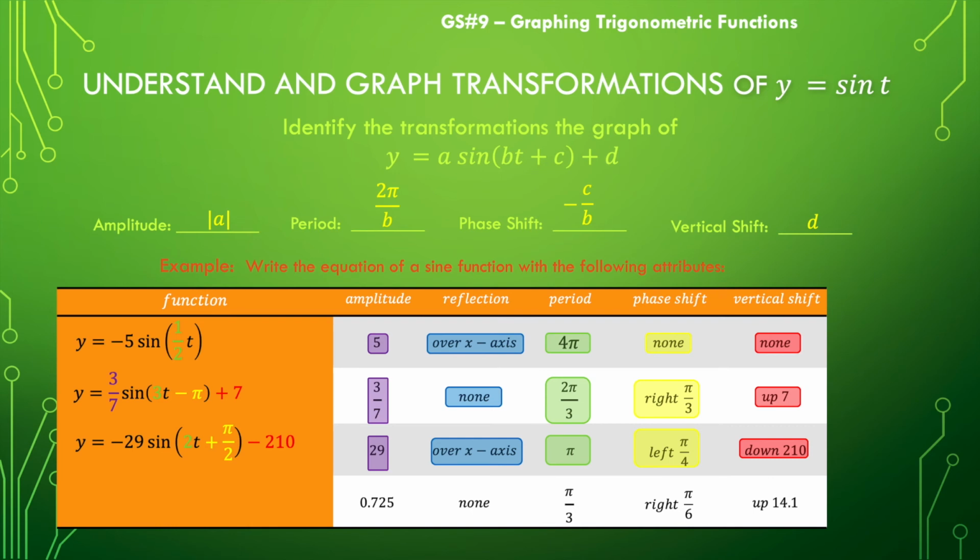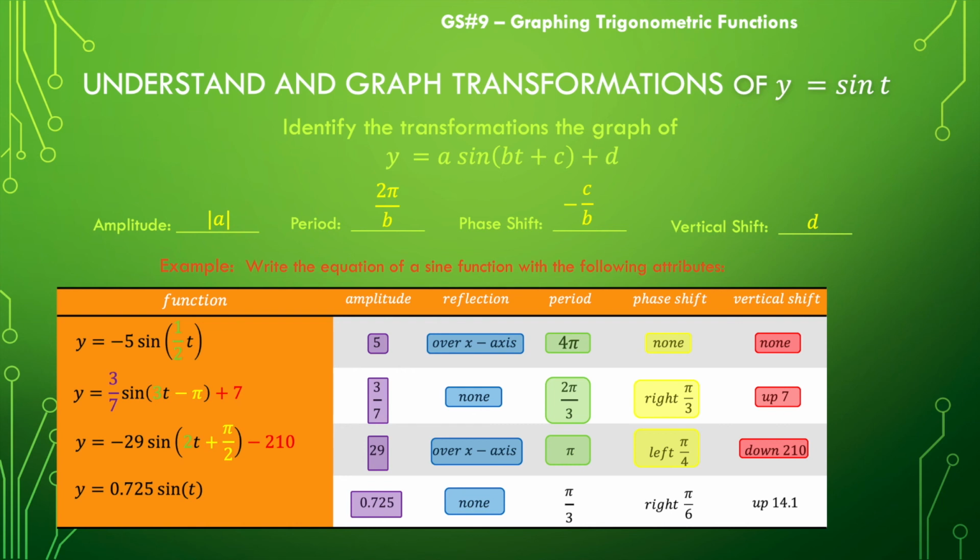All right, welcome back. And here we are, this last example. Let's go ahead and go through this process like we have for the prior three. We're going to put the amplitude in where it belongs at 0.725 in front of sine of t. And there is no reflection, so I don't need to add a negative sign.